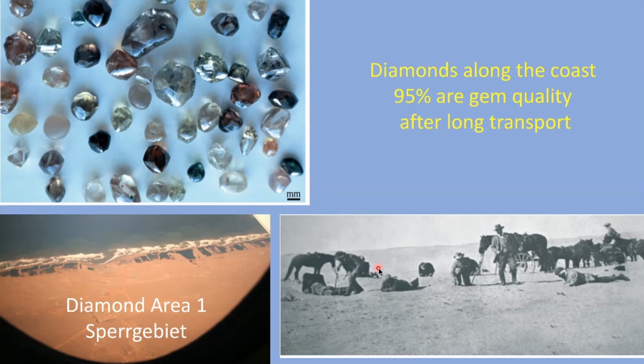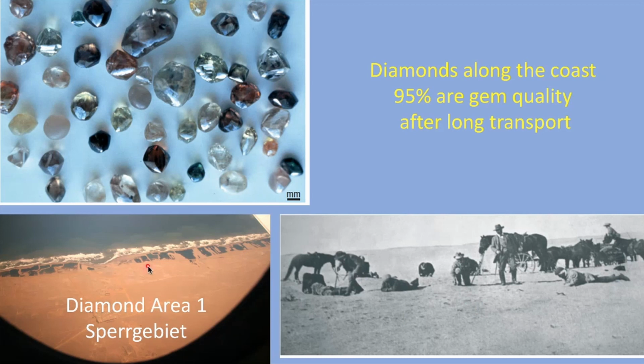Here shows in the lower right how they were recovered originally by people literally crawling on their stomachs with tweezers and picking the diamonds off the wind-deflated valleys that I mentioned, blown by the wind. The diamond is another heavy mineral. It's more dense than sand, and so it tends to lag behind the sand and accumulate in these valleys, and they were able to pick them up originally from the surface.